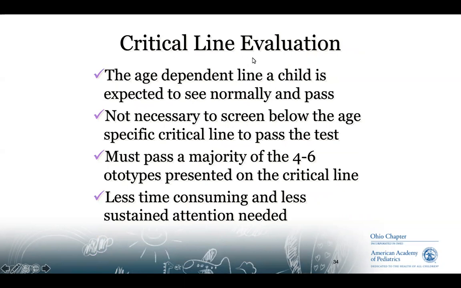So compare and contrast that to the critical line evaluation. This is where the age-dependent line a child is expected to see normally and pass. It's really not necessary to screen below the age-specific critical line to pass the test. So in other words, if you know the minimal visual line a child should see to pass, that is where you start. And they must pass a majority of the 4 to 6 optotypes that are present on the critical line.